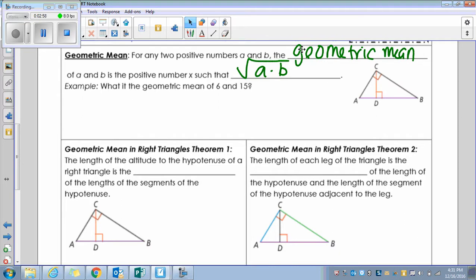I am going to play a YouTube video that explains how the geometric mean is different from the arithmetic mean.